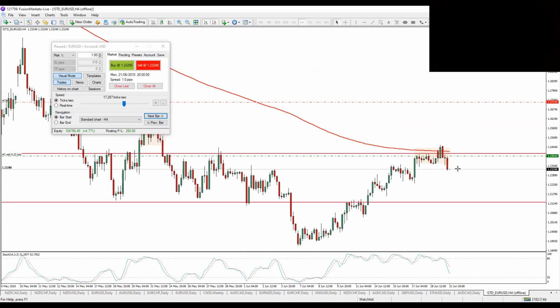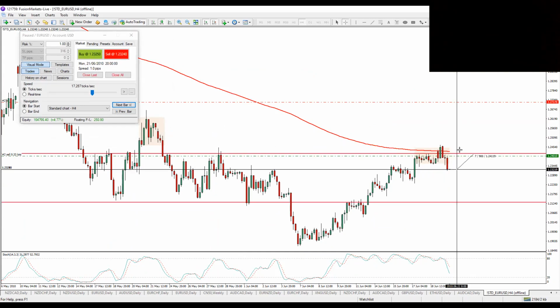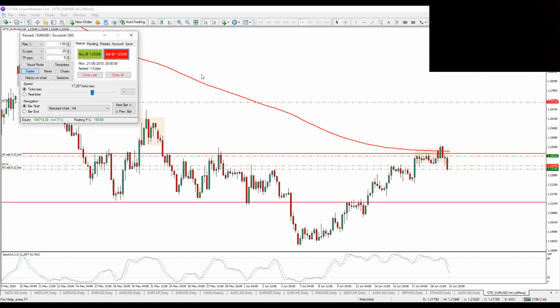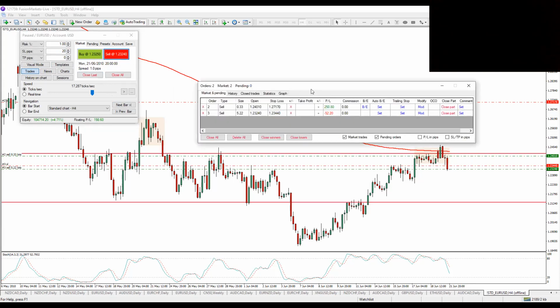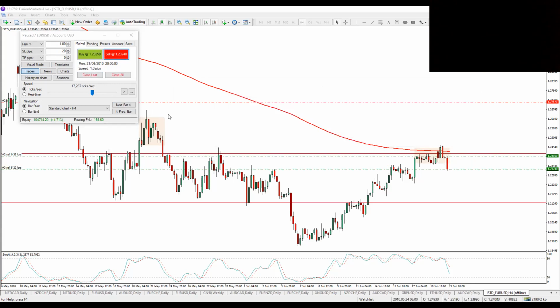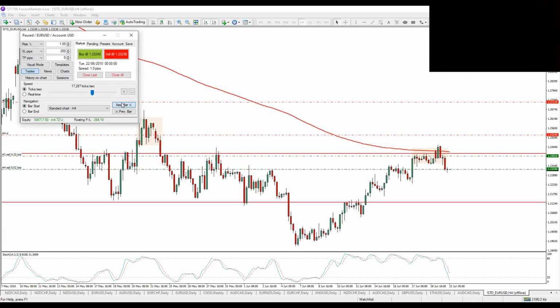Right, where would we enter? I would enter here. Stops, I'm just going to get 200 pip stops. And go. Whoops, wrong one. So I accidentally put a 20 pip stop loss and not a 200 pip stop loss. Right, let's go. See what happens.